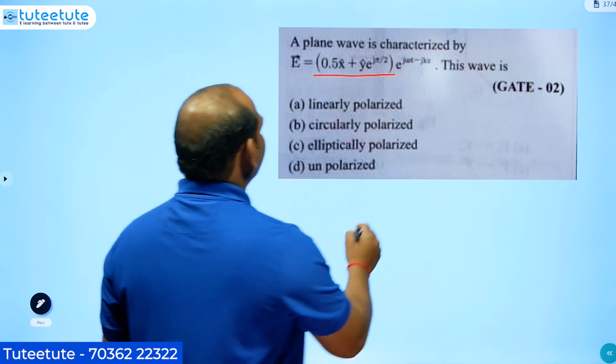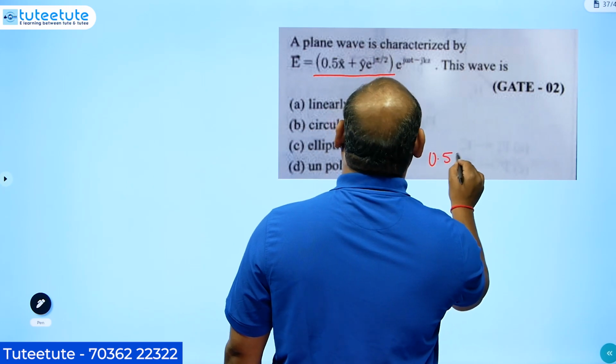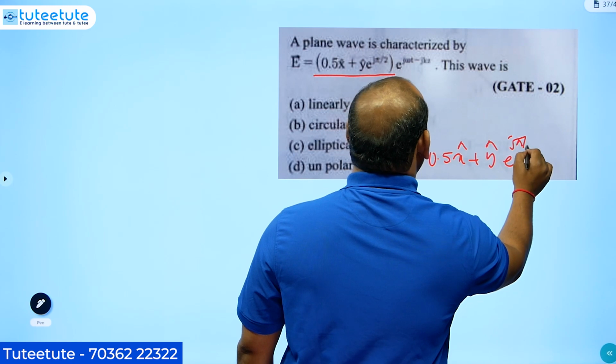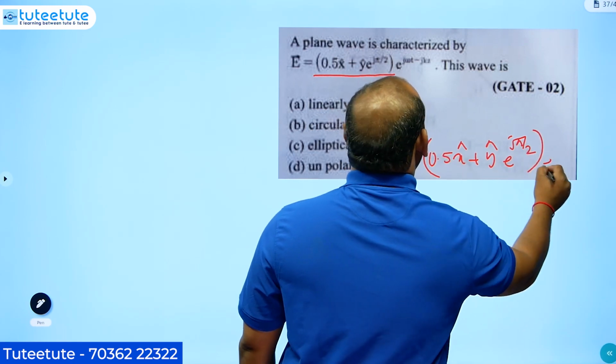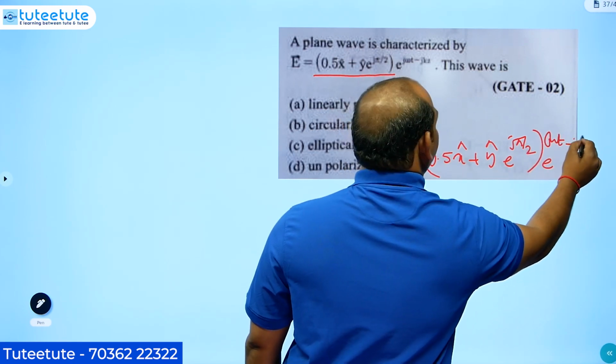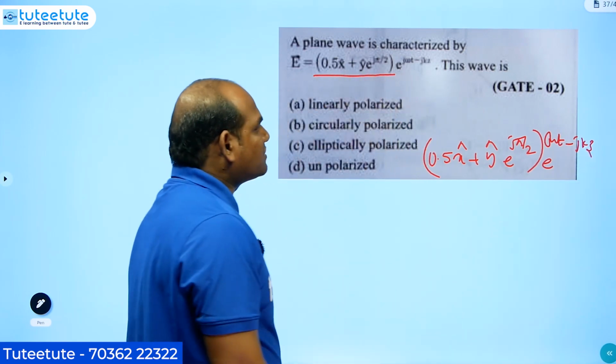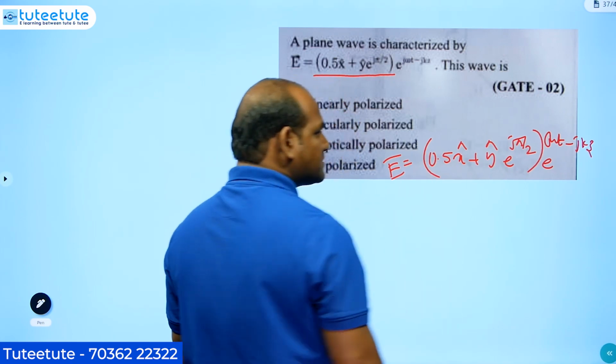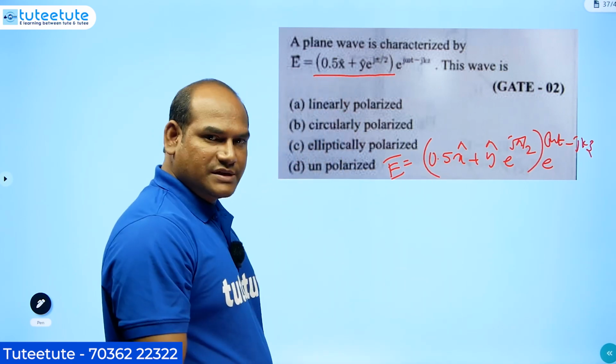That is what we need to write. So (0.5 x cap plus y cap) e power j pi by 2, here I am writing once again, and here e power j(omega t minus kz), like this one particular equation has been given. This is the electric field, and polarization can be told with respect to electric field only, na? That is what we need to see.